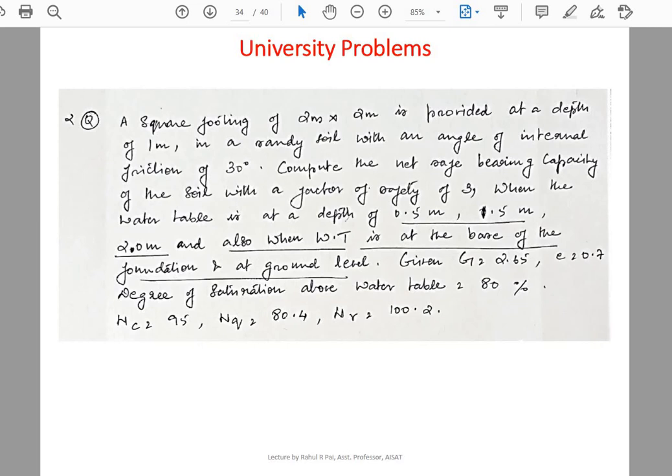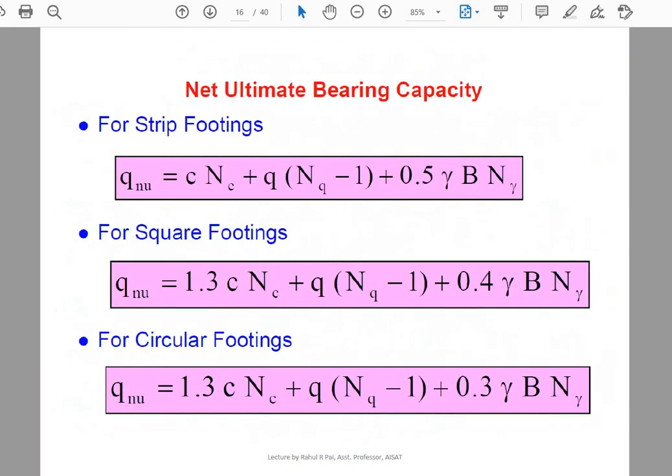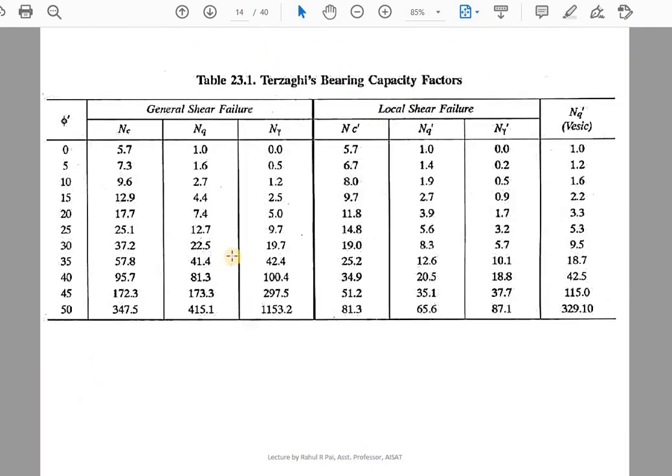For a value of 30 degree internal friction, the NC, NQ and gamma are not these values. It is different. If you refer to the textbooks, you can see that corresponding to 30 degree, either for general shear failure or for local shear failure, the NC, NQ and gamma are different. For your idea, I will just show you the table which I have already shown you in the previous class. So this is the NC, NQ and gamma corresponding to phi of 30 degree.